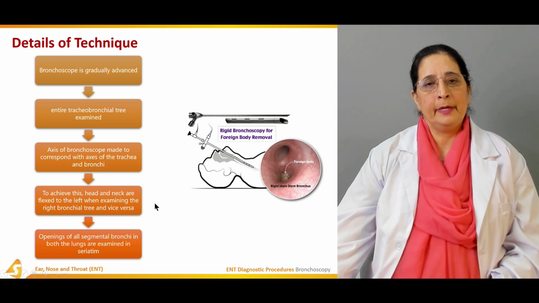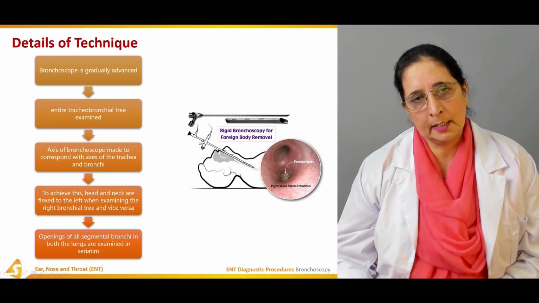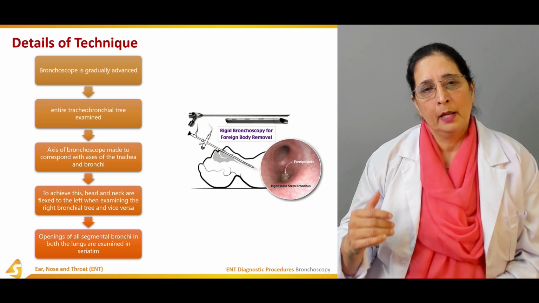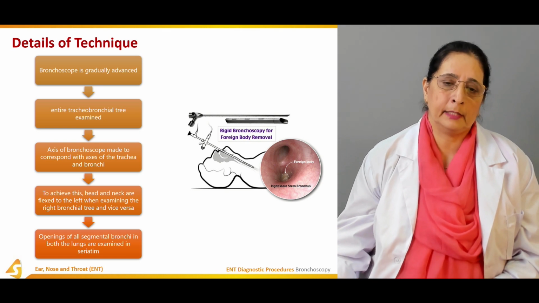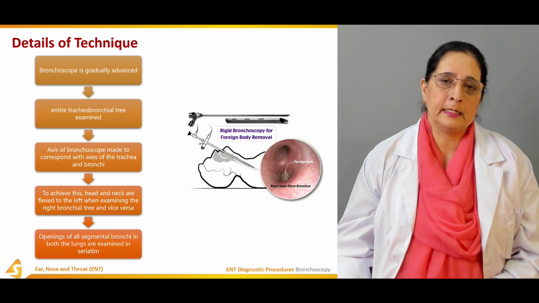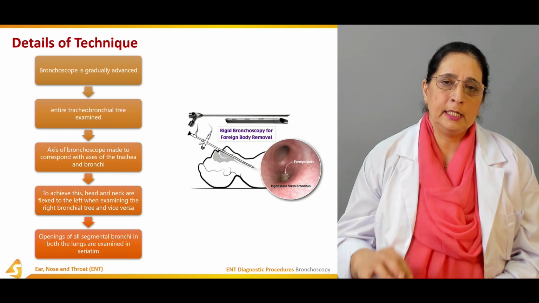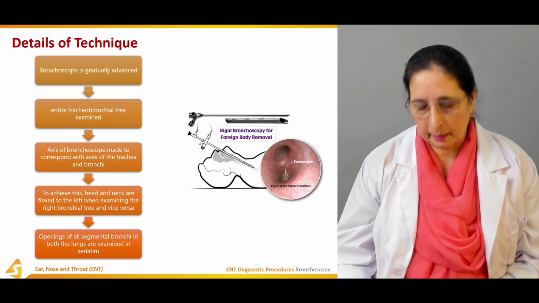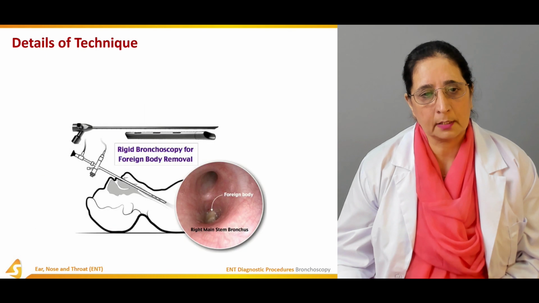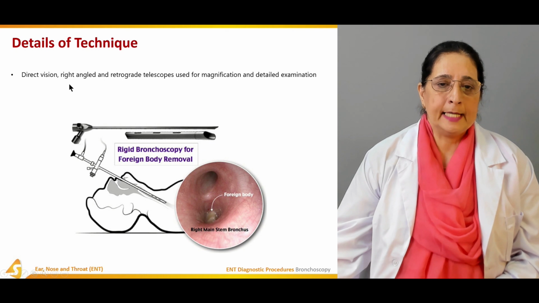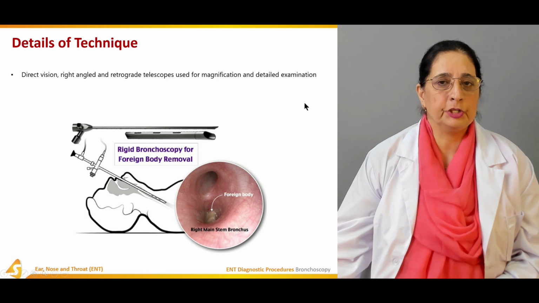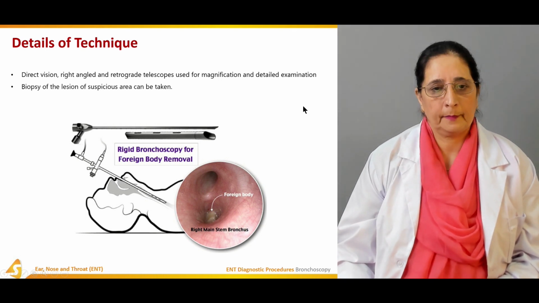So that's the main, bronchoscope is inserted. Rigid bronchoscope can have diagnostic value, can have a therapeutic value. Different structures that come on the way can be examined, should be examined. The teeth and the lips should be protected by placing the gauze. Direct vision, right-angled and retrograde telescopes used for magnification and detailed examination.